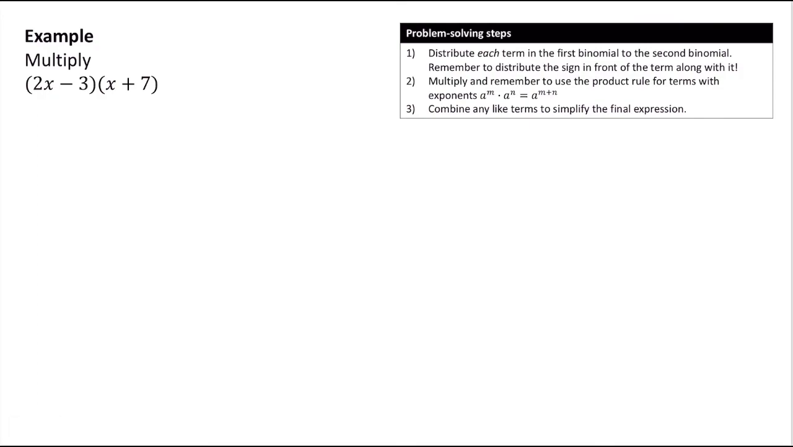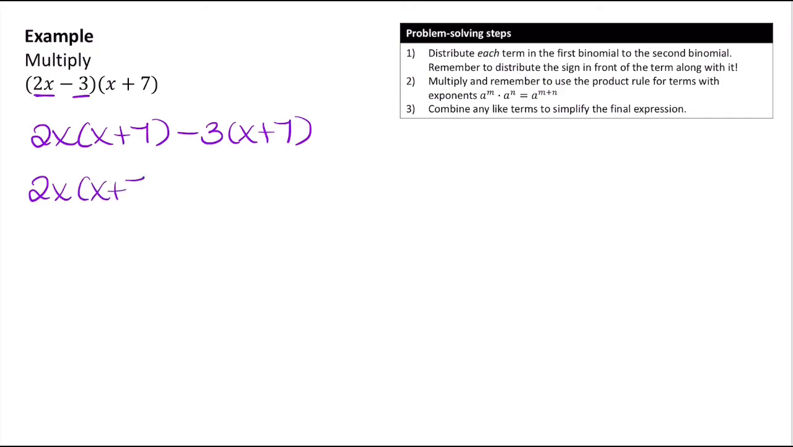So we have 2x minus 3 times x plus 7. So once again, I'm going to take every term in the first binomial and distribute it to the second. So we have 2x times x plus 7, and then minus 3 times x plus 7. So I'm going to use that trick since I have this minus sign right here, and I'm going to rewrite this subtraction as addition of the opposite. So I have 2x times x plus 7 plus negative 3 times x plus 7. So now I'm going to distribute.